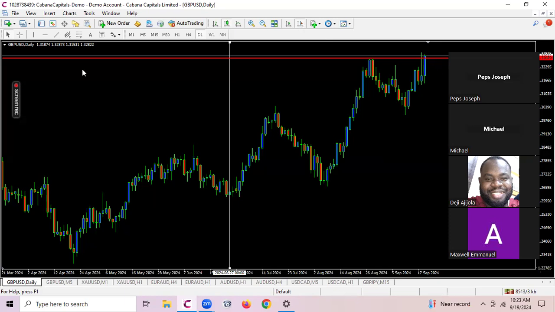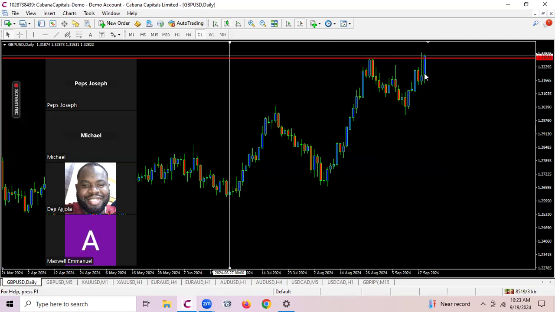So I'm looking for a sell, waiting for a bearish reversal pattern to form. As you can see, the current candle is still bullish. Today's candle is still bullish. If it closes bearish, then that will be a valid confirmation to sell. As you can see, the current candle for the day is bullish.